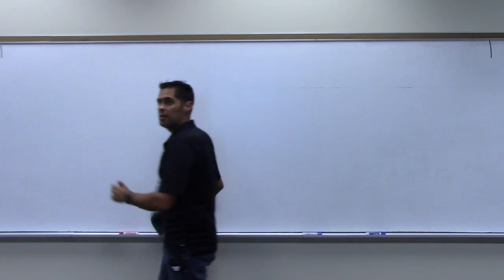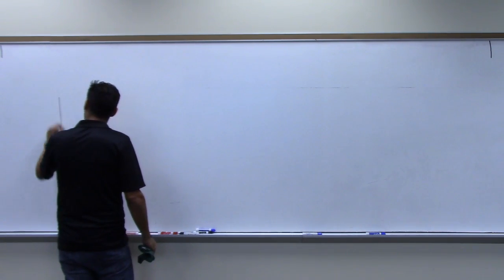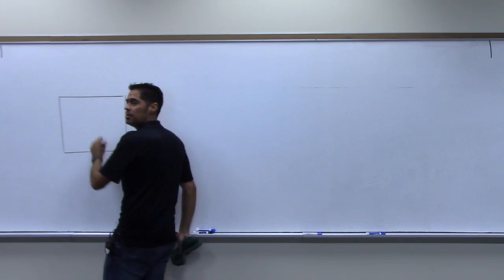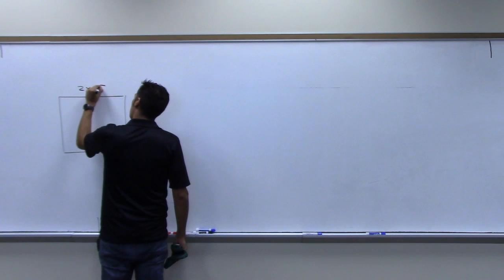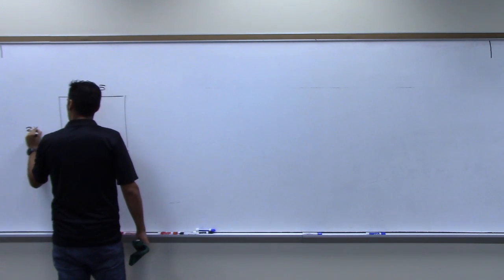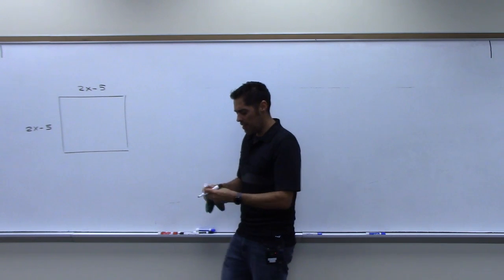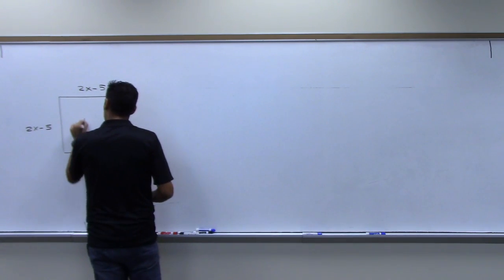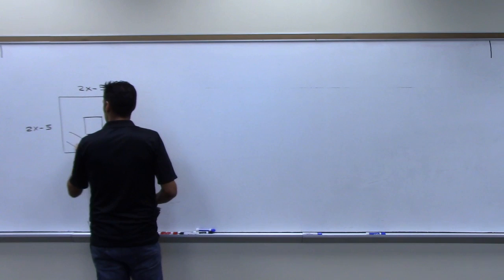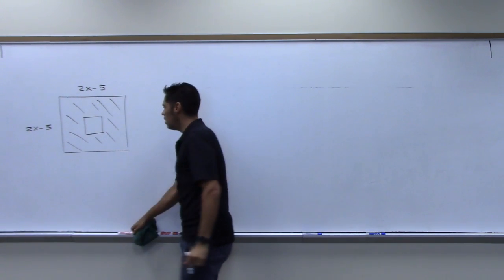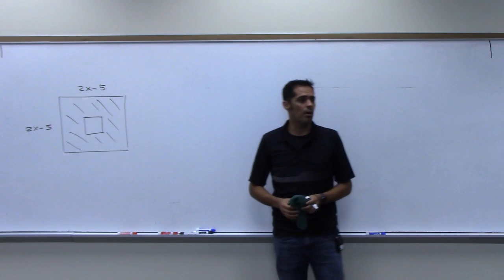Let's see here. I'm going to draw it first. They tell you that this is 2x minus 5, and that this is 2x minus 5. So that's a square, isn't it? Because it's the same length. And then they've got this little box on the inside. And then the shaded stuff is everything outside that box. And they want to know the area of the shaded part.